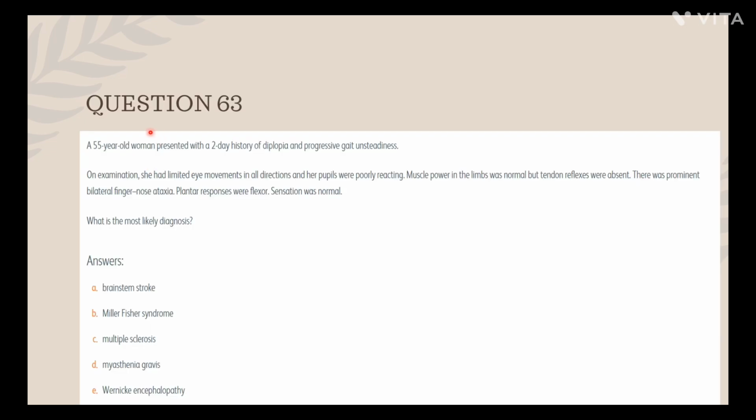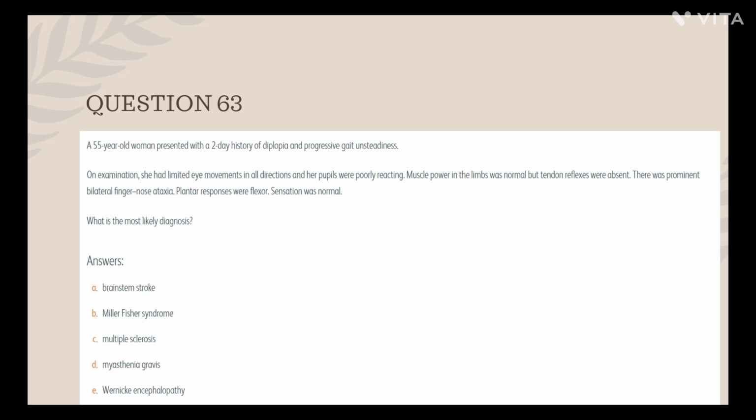Next question: a 55-year-old woman presents with a 2-day history of diplopia and progressive gait unsteadiness. On examination, she had limited eye movements in all directions and her pupils were poorly reacting. Muscle power in the limbs was normal, but tendon reflexes were absent. There was prominent bilateral finger-nose ataxia and plantar responses were flexor. Sensation was normal. What is the likely diagnosis?